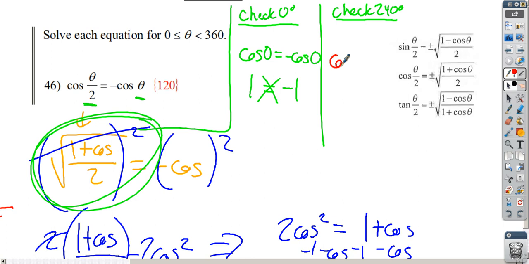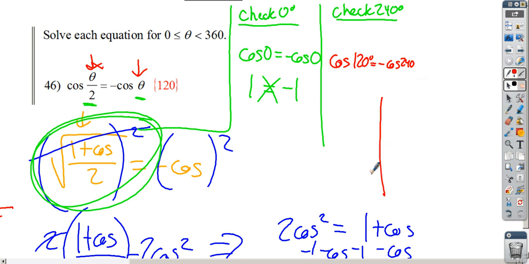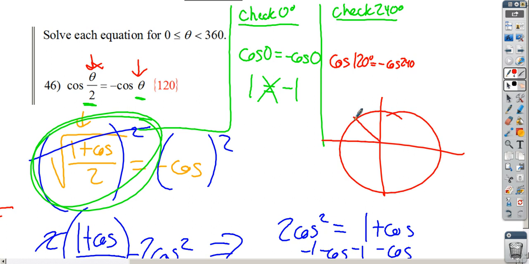Let's check 240. So if we plug in 240 here and 240 here, cosine of 240 over 2, 240 over 2 is 120, and that's negative cosine of 240. Let's see, get this out of the way. So let's check that. Cosine of 120, well, here's 120 right here. That's like cosine of 60, but it's cosine of 60 where it's negative. It's in the second quadrant. So the cosine of 60 is 1/2, but this will be negative 1/2 because you're in this quadrant of 120 where its cosine is negative.